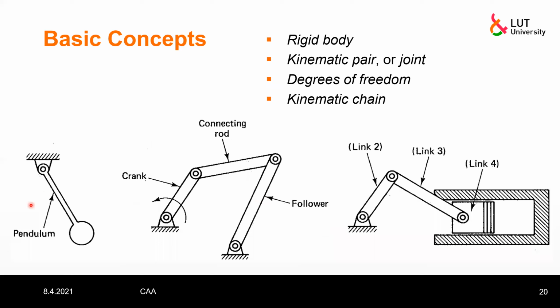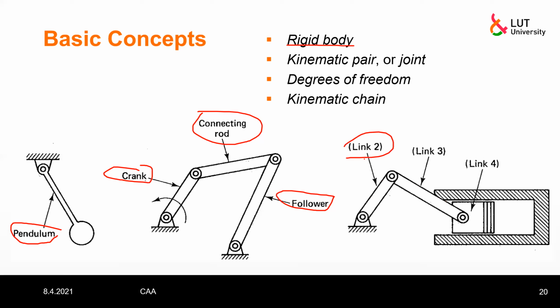So for those mechanisms that you have already seen, let's use some pen. Rigid bodies: all those elements that have names here are rigid bodies. For the first mechanism, the pendulum, we have only one rigid body. Here we have 3 rigid bodies, and similarly for this mechanism, we also have 3 rigid bodies.